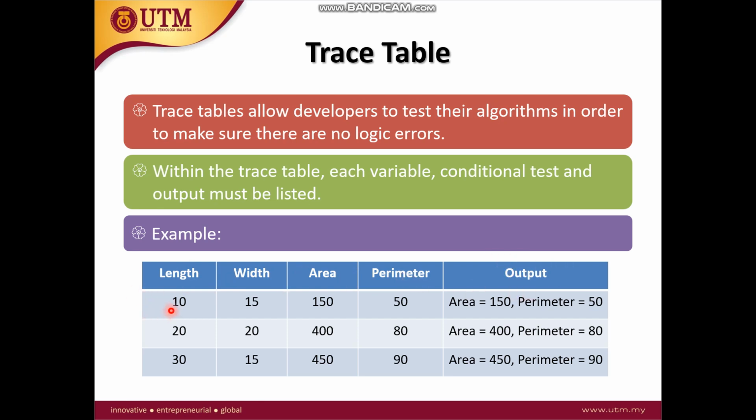For example, if the length is 10 and the width is 15, the area is going to be this one based on the formula, and the perimeter is going to be 50 based on its own formula. Then we show the area and the perimeter. Then we test our program for other values, calculating the area and the perimeter and showing them. We need to make sure that everything here is right. Then you can publish your program, and you can say that my program is all right.